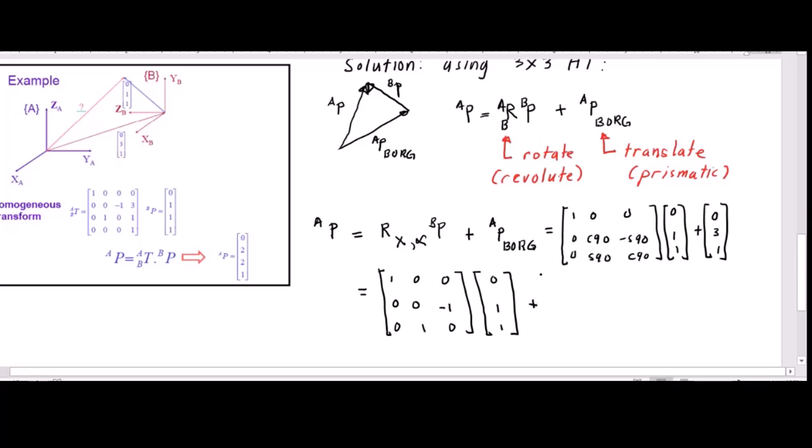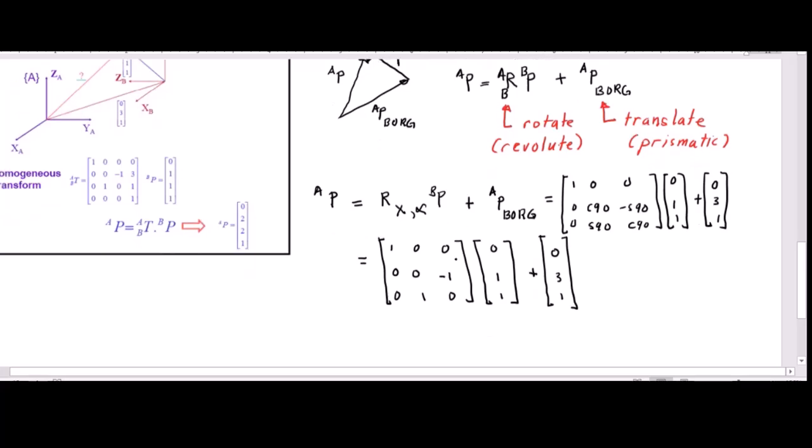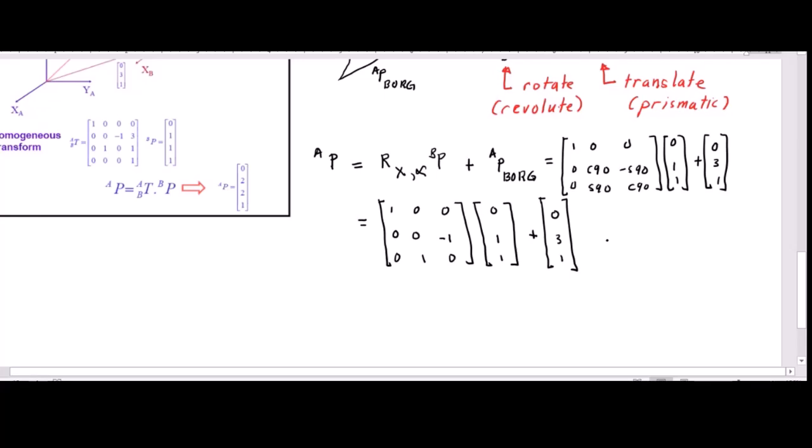Plus 0, 3, 1. Okay. Now we got this is equal to, multiply first these two matrix. So 1 times 0 is 0. 1 times 0 is 1. Plus, 1 times 0 is 0. 1 times 0 is 0. So that's what you will simplify that one.